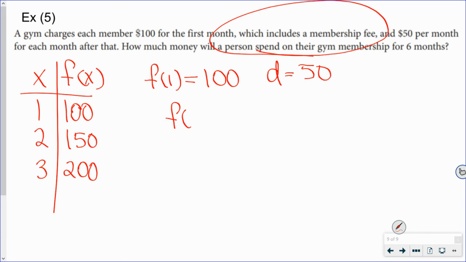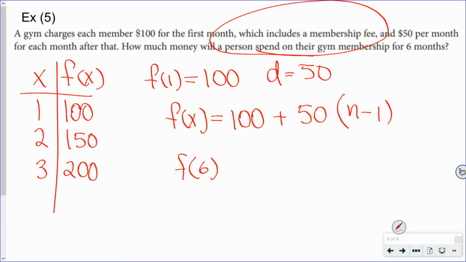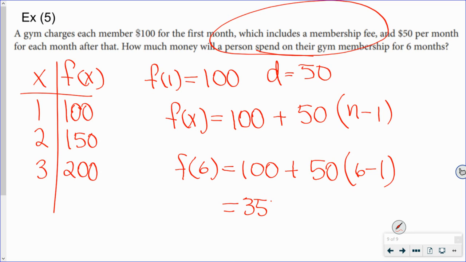And if I want to write that explicit formula, it's just 100 plus 50 times n minus 1. And then it says how much on the sixth one, so I can plug that in there too. And this one's really cool because the numbers are so easy. 6 minus 1 is 5. 5 times 50 is 250. And 250 plus 100 would be 350. Is that what you got, Shayla? 350. Yeah. So there you go.